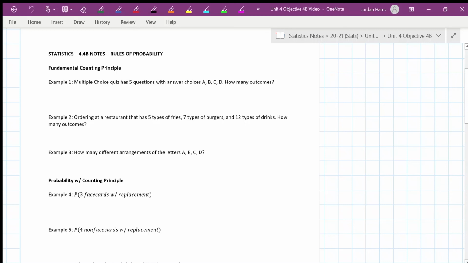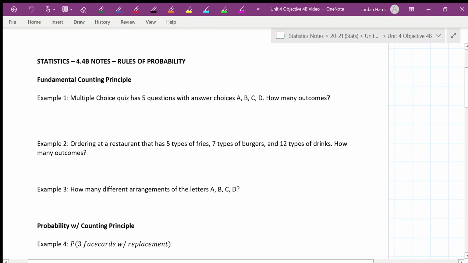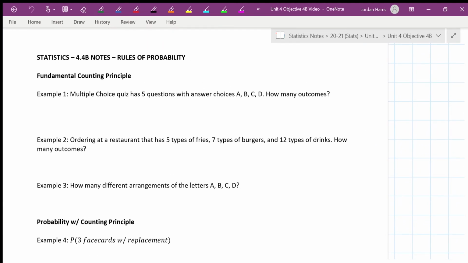This is 4.4b, rules of probability. So we're going to go through a couple things that are common probability. They're not rules really, but they relate to the rules of probability. And we're going to go through a couple things of how to calculate different probabilities without having to make a factor tree every time, basically.